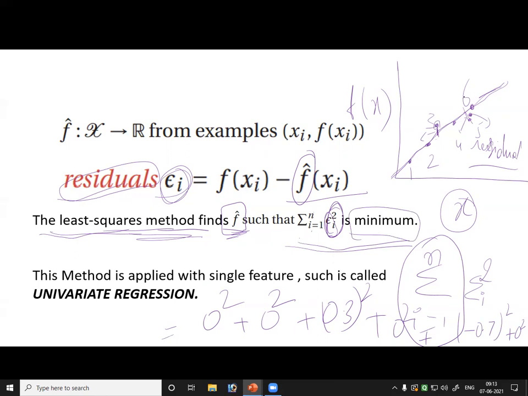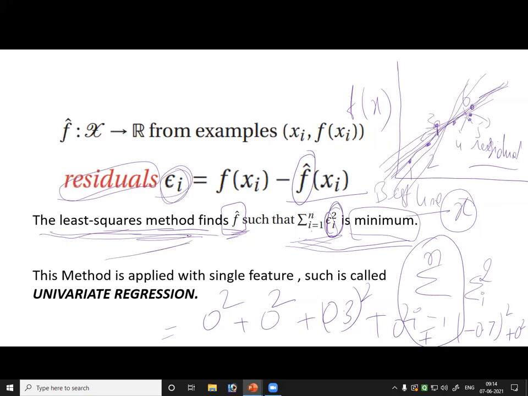This is one line, my dear friends. We can draw many such lines. Another line can also be drawn like this, and many lines can be drawn like this. Whichever line gives us the minimum error, that line is called the best line. This is how the least squares method is explained.